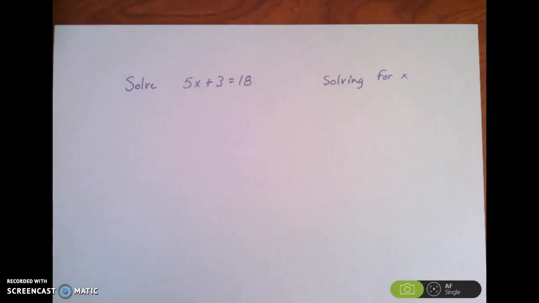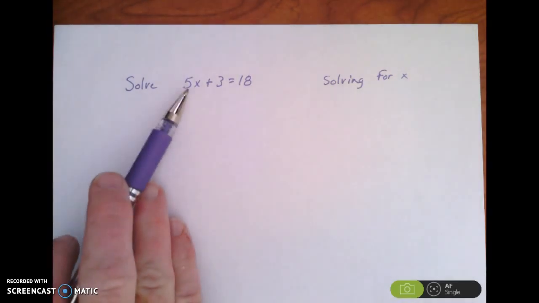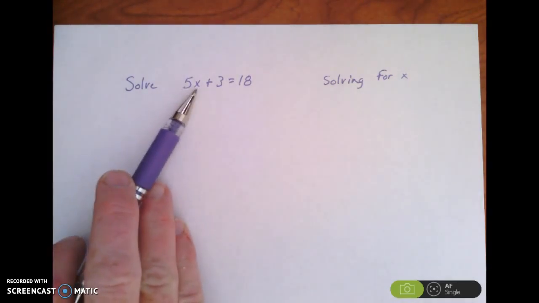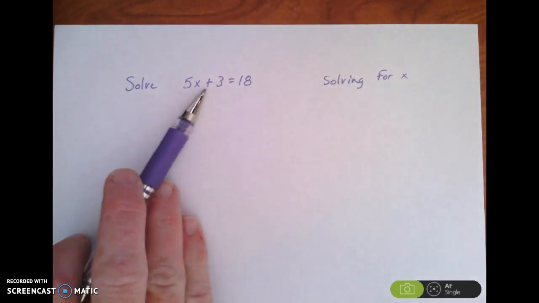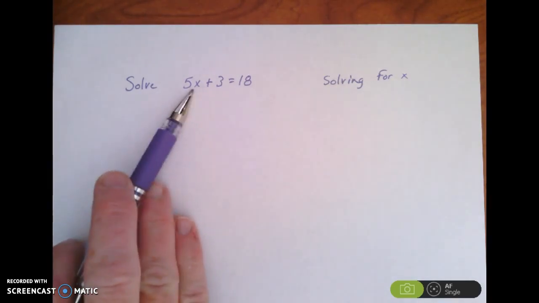When we solve equations, the first thing we do is look at the operations that are being applied to the x term, or the variable term. And if we look at this, we have 5 times x, so one of the operations is multiplication, and then we're also adding 3 to the variable term. We start by undoing the addition. To undo the addition, we're going to use the inverse operation of addition, which is subtraction.